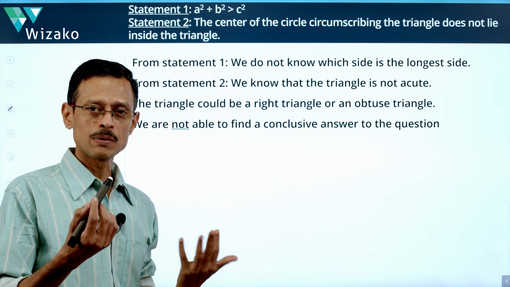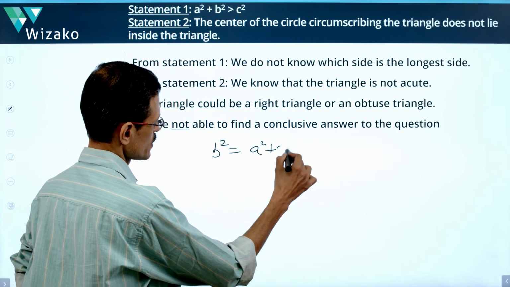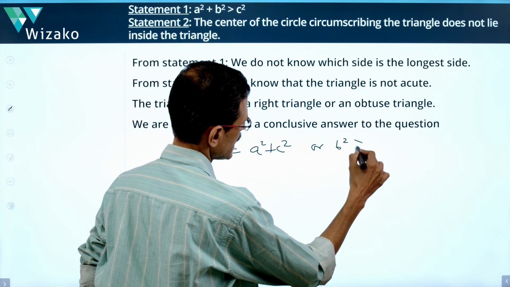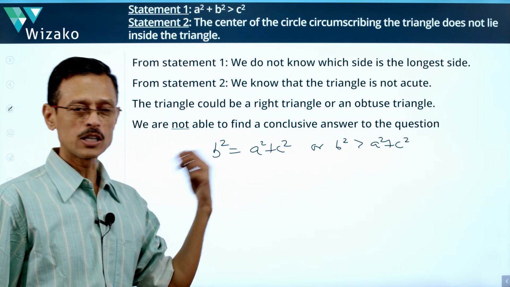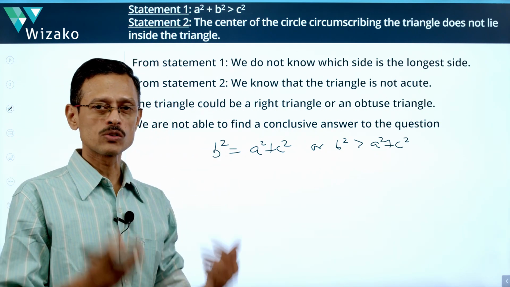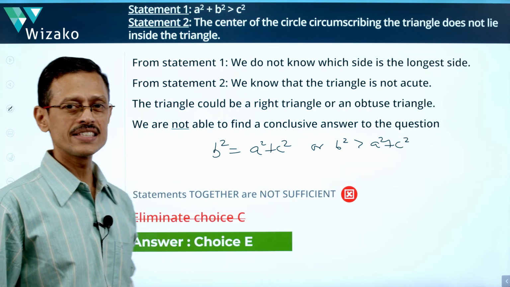Right? If, for example, B could be the longest side, B square could be equal to A square plus C square, or B square is greater than A square plus C square. Both possibilities exist if B happened to be the longest side. Because we are not able to conclude what kind of a triangle we are talking about, together the statements are not sufficient. Choice E is the answer to this question.